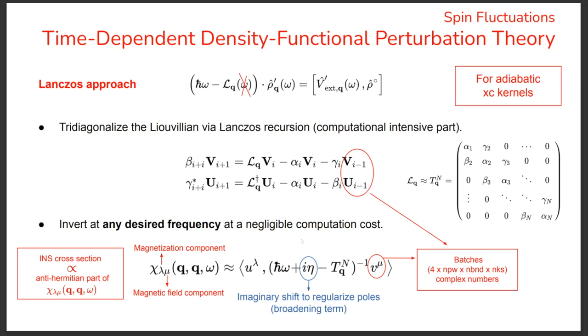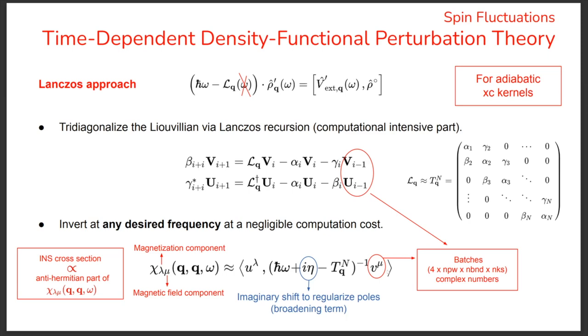Just beware that now the magnetization susceptibility is a tensor because you have the response of the magnetization along the lambda direction to a magnetic field along the mu direction. So it's a 3x3 tensor. Since one Lanczos chain has to fix the direction of the external perturbation, you can compute one column of this matrix with a Lanczos recursion. If you need the 3x3 tensor, you need three Lanczos recursions. One when you initialize V along X, for example, one when you initialize the magnetic field along Y, and the last one when you initialize along Z.